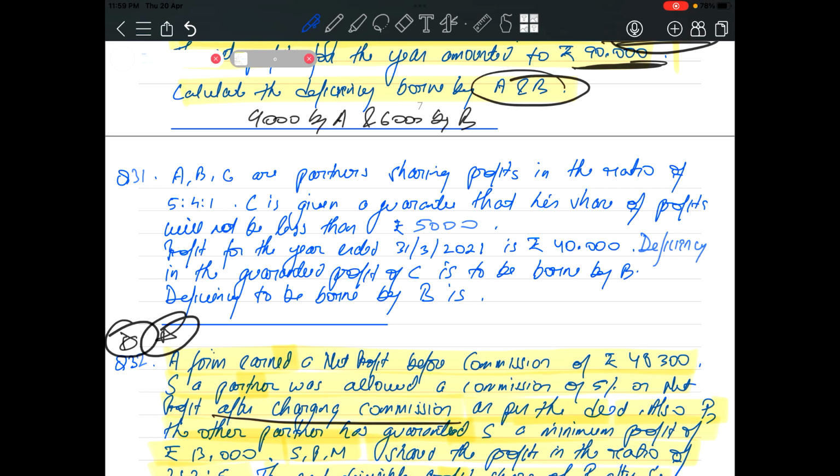Now let's come back to question number 31. There was one error, so I have made it correct. Now let's solve question number 31. Let's read the question.